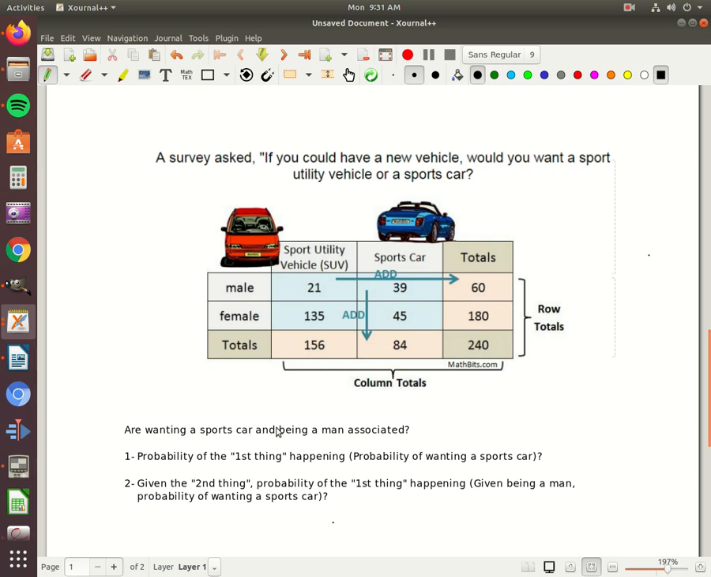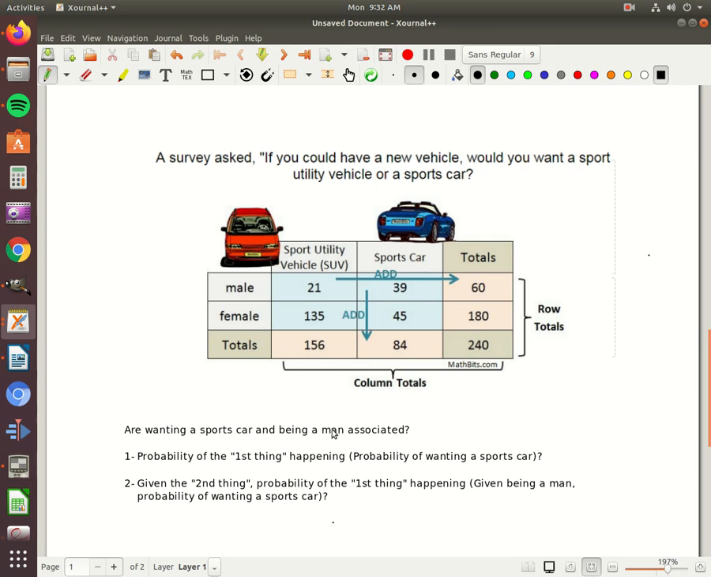So are wanting a sports car and being a man associated? First of all, I would ask, who here likes sports cars? It looks like women prefer sports cars, right? 45 to 39. But if you look here, there are more women in this poll, so I'm not sure. 39 out of 60, that's way more than half of the males like sports cars. 45 out of 180, that's way less than half of the females like sports cars. So just something to consider there.